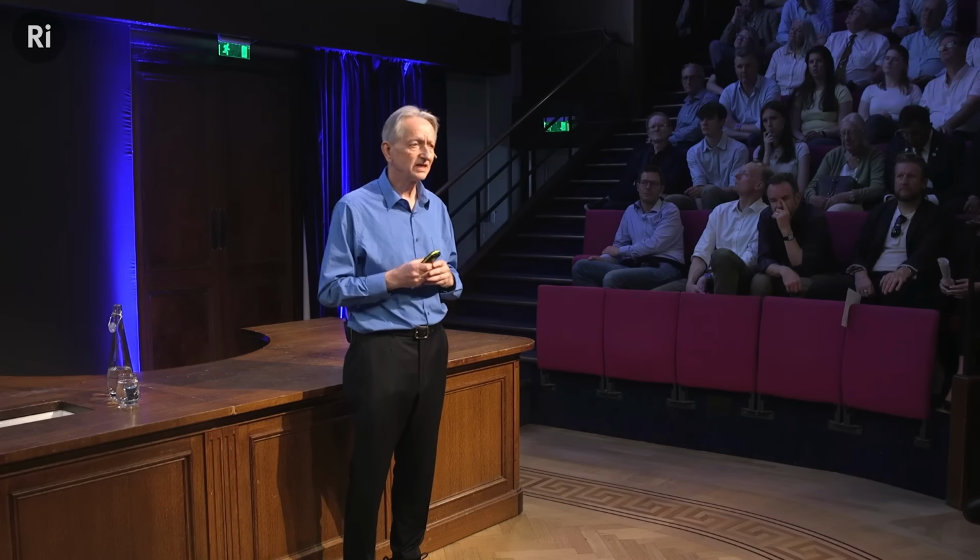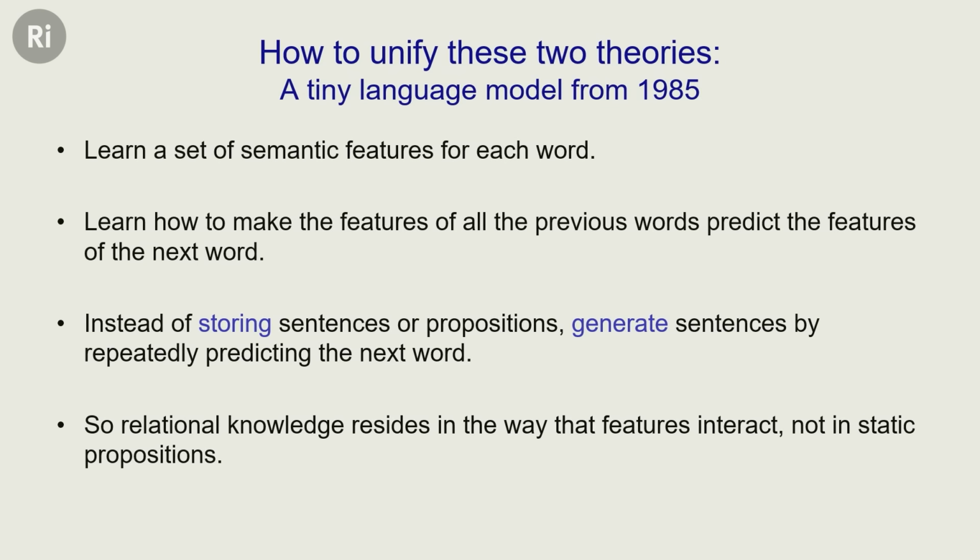And what I'm going to do is talk for quite a long time now about a very little model, a tiny neural network. It had a few thousand connections and a few dozen neurons. I developed it in 1985 to try to understand how people could learn the meanings of words. I was very excited about how it unified these two theories of meaning, and nobody else was. So what we're going to do in this little model is learn how to make the features of one word predict the features of the next word in a little sentence. And then once we know the features of the next word, we can predict the next word.